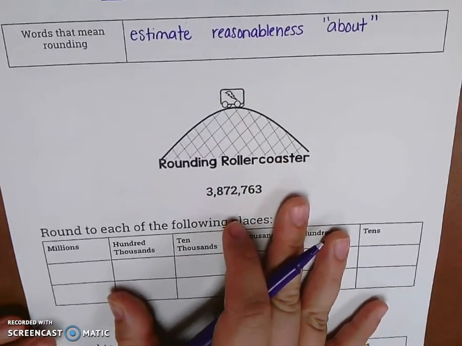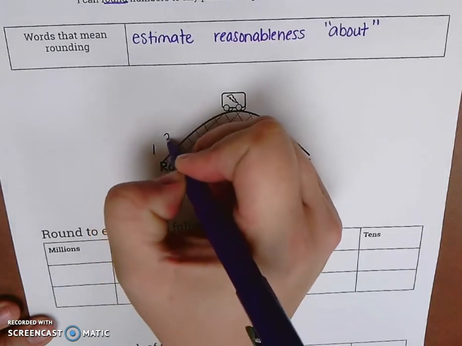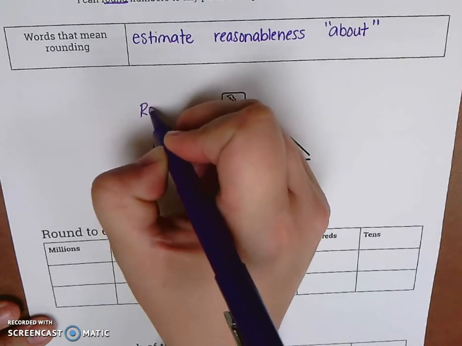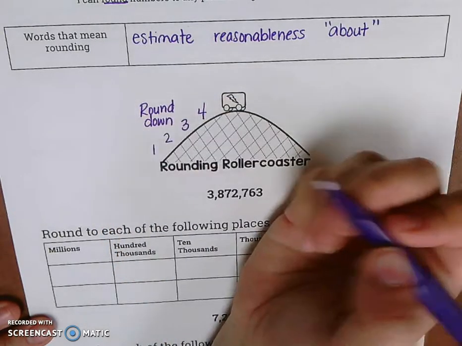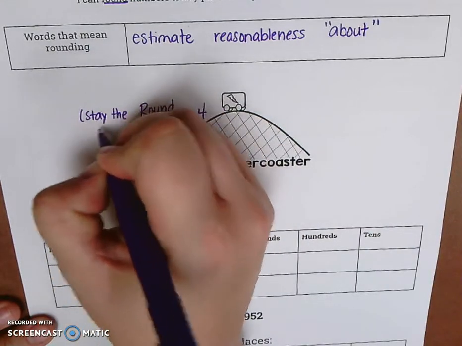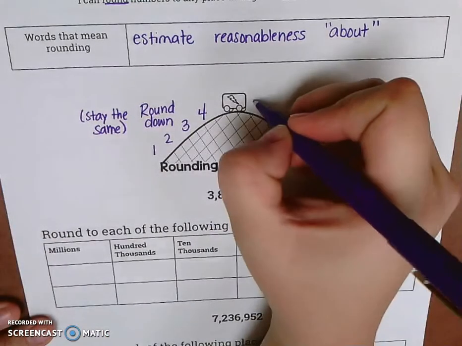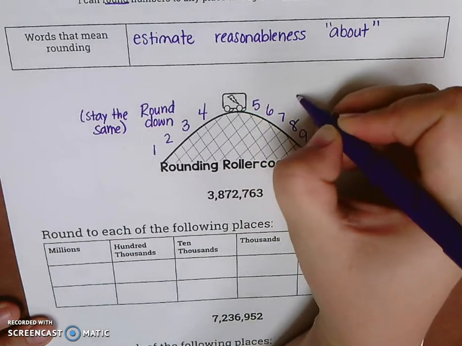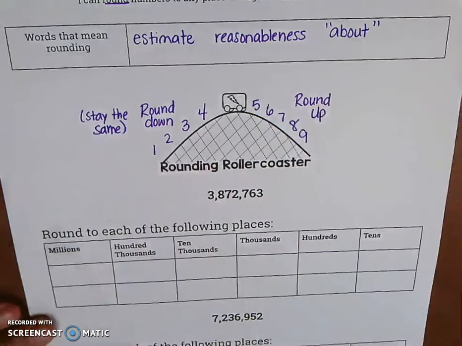So first I want to talk about the rounding roller coaster. The numbers 1, 2, 3, and 4, those mean that we're going to round down. And what round down means is that that number is going to stay the same. The numbers 5, 6, 7, 8, and 9, that means we're going to round up. That means they're going to go up 1.